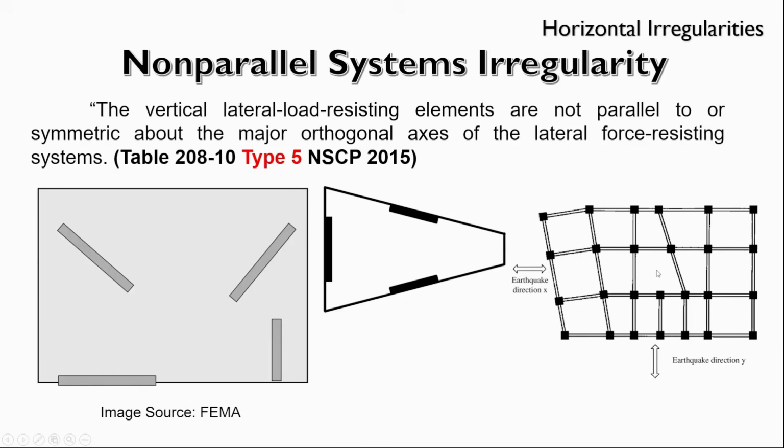So now we have finished the 5 types of horizontal irregularities, and in the previous video we also finished the different vertical irregularities. So we have 5 types for horizontal and 5 types for vertical.